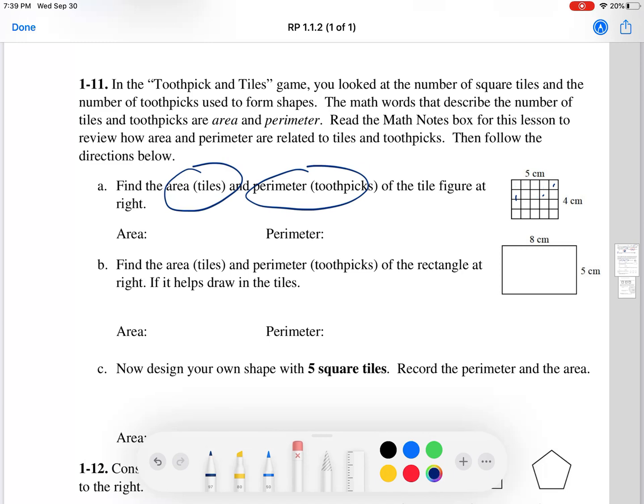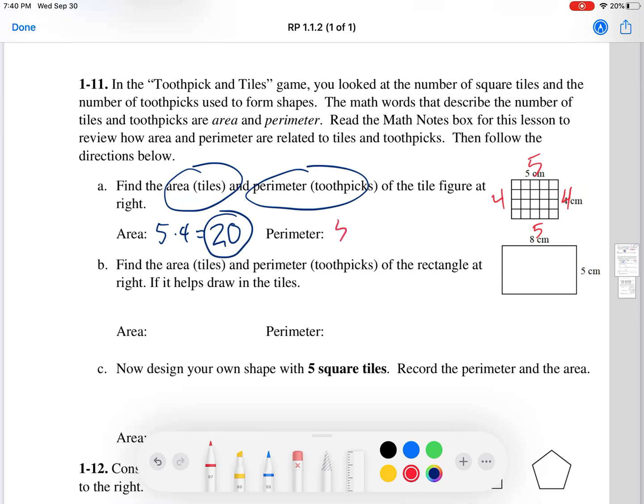We could do that. A quicker way to do that would be to say, okay, 5 times 4 is equal to the number of tiles, 20. So now let's talk about the perimeter. The perimeter is how many of those toothpicks it takes to go around the outside, right? 5, 4, 4, 5, right, is on each side length.